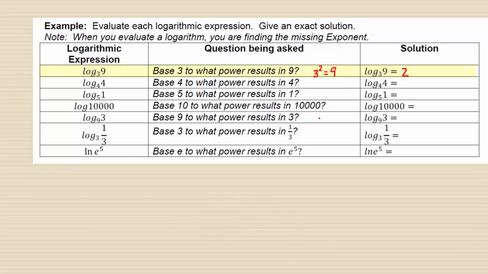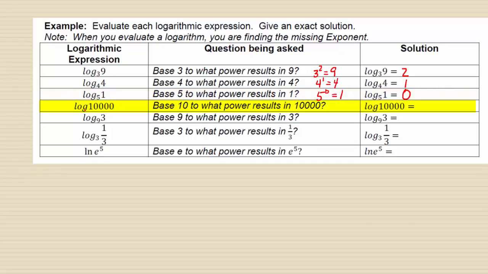All right, how about log base 4 of 4 means base 4 to what power results in 4? 4 to the first is 4, so the answer is 1, the exponent. Here's an interesting one. Log base 5 of 1. Base 5 to what power results in a 1? Anything to the 0 power, remember, gives us 1. So the answer is log base 5 of 1 is 0.